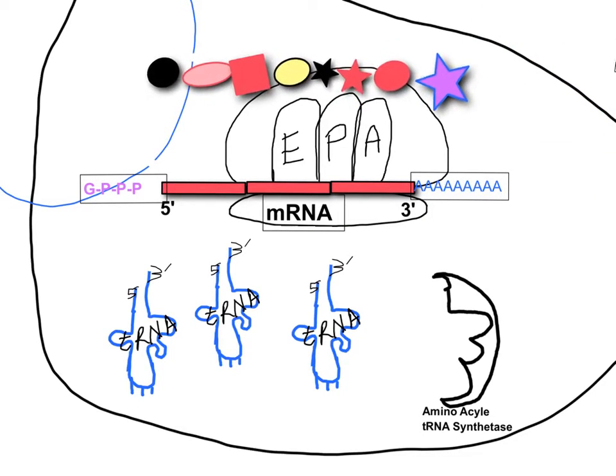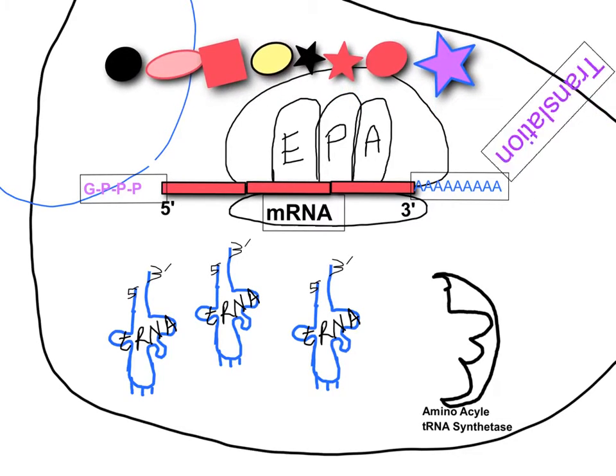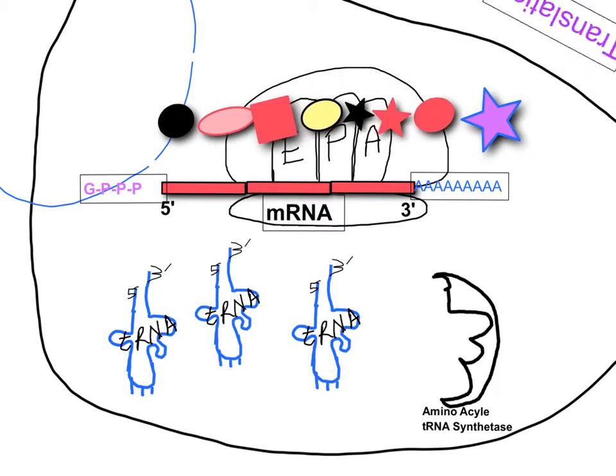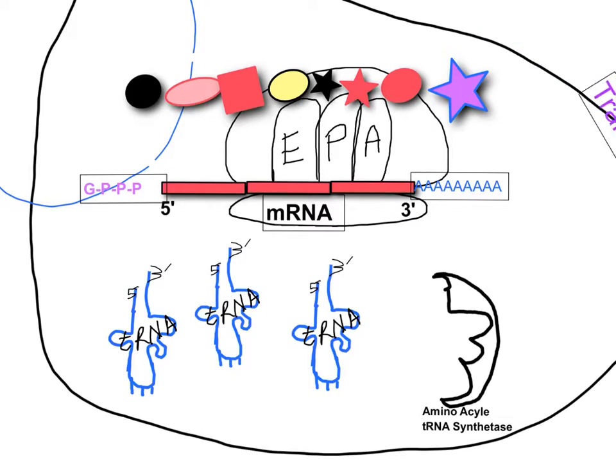This protein or polypeptide chain is now ready to move from the cytoplasm. First, it will go to the endoplasmic reticulum and Golgi apparatus, where it will be processed and packed and then transported to the different places in the body where it is needed.